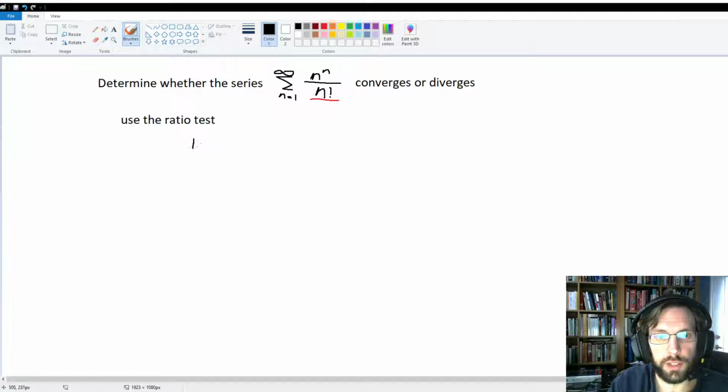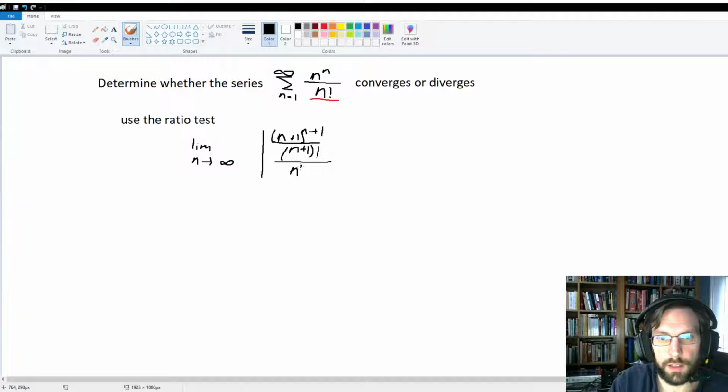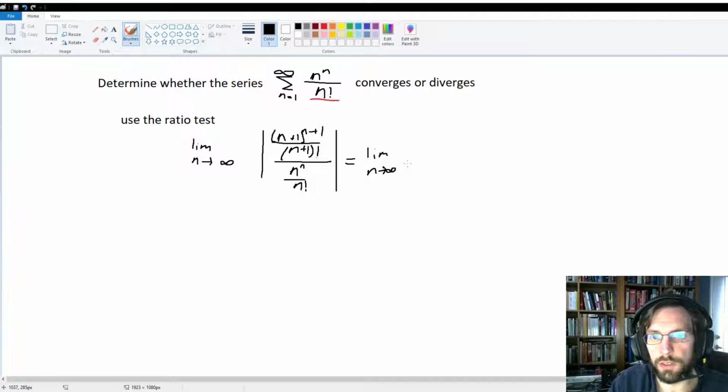If we're using the ratio test, we're taking the limit as n goes to infinity of the absolute value of (n plus 1) to the n plus 1 all over (n plus 1) factorial, divided by n to the n over n factorial. As several of the videos you've watched have explained, everything in here is positive, so we can drop the absolute values.